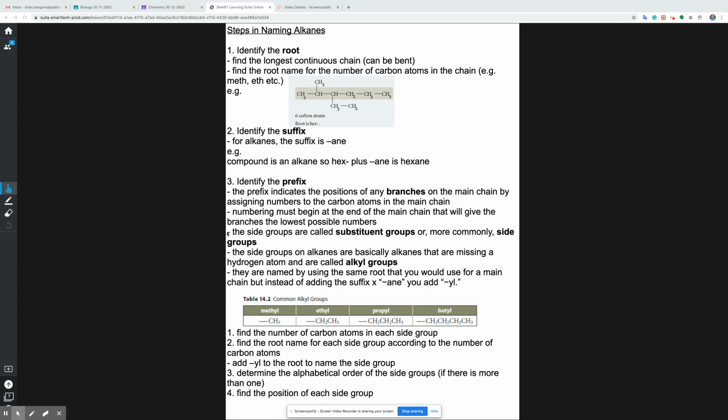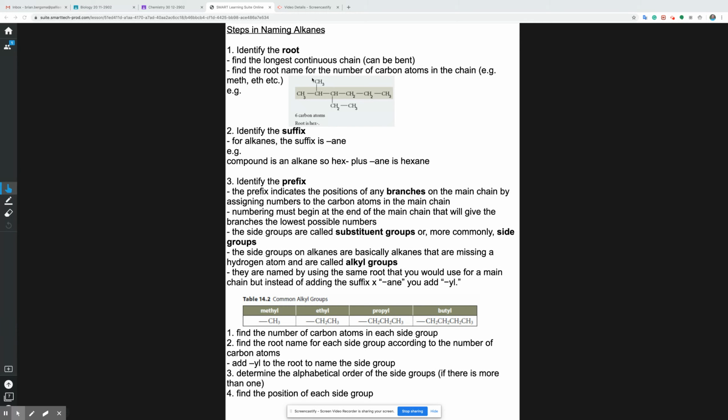Once the numbering begins at the side that gives us the lowest possible numbers, the side groups are called substituent groups, or we just call them side groups more commonly. The side groups on the alkanes are basically alkanes that are missing a hydrogen atom, so we call them alkyl groups. They're named by using the root name that we would use for the main chain, but instead of the suffix ane, because they're alkyl groups, we use the yl.